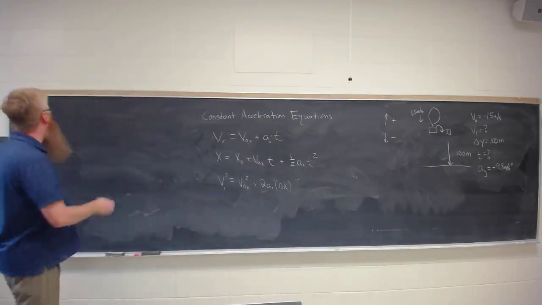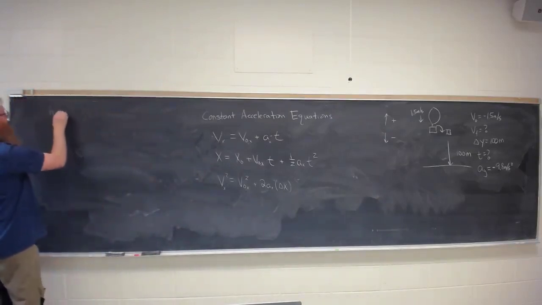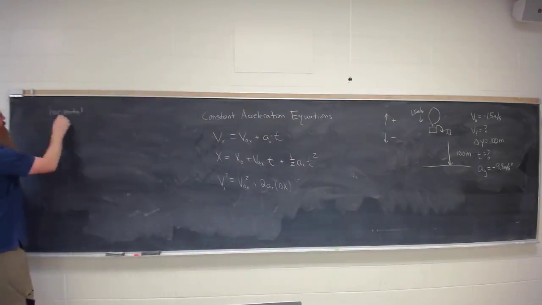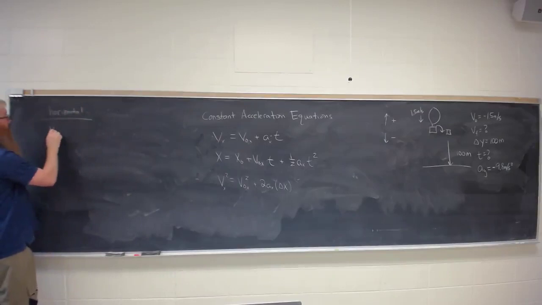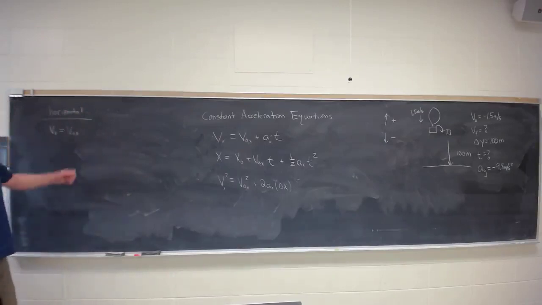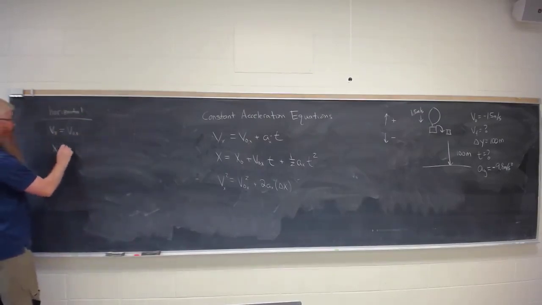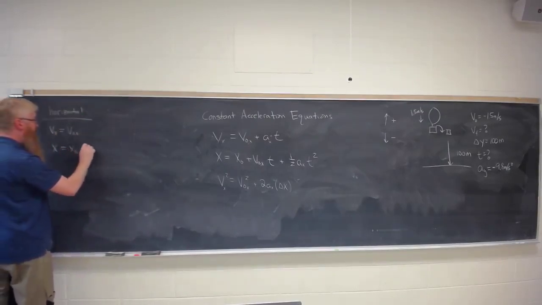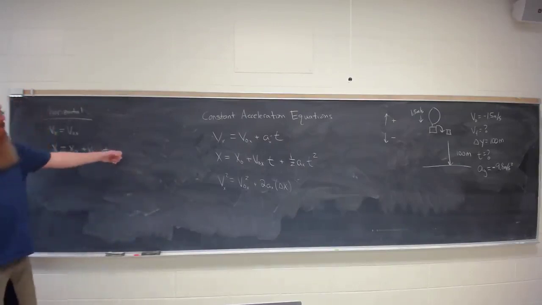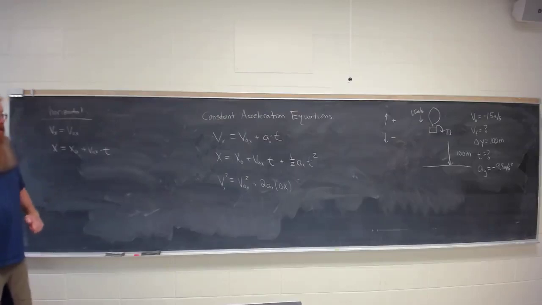Like for instance, in the x direction, or horizontal, there's no acceleration. So you have v sub x is equal to v naught x. The velocity in the x direction always stays the same because the acceleration is 0. x is equal to x naught plus v naught x times t. And that's it, because the acceleration is 0. So these are your equations for the horizontal.